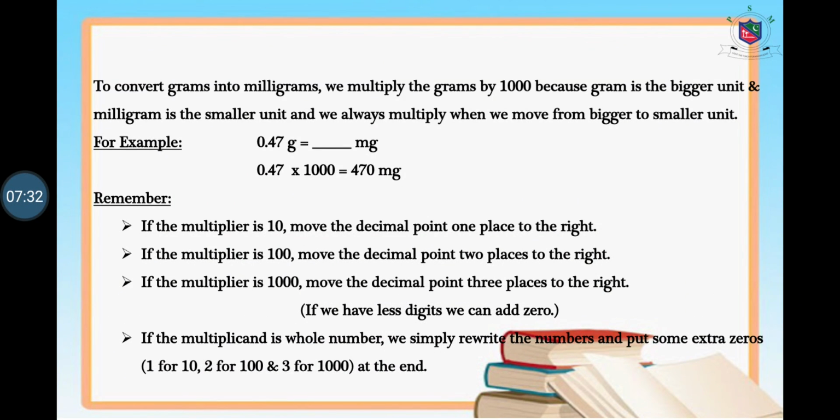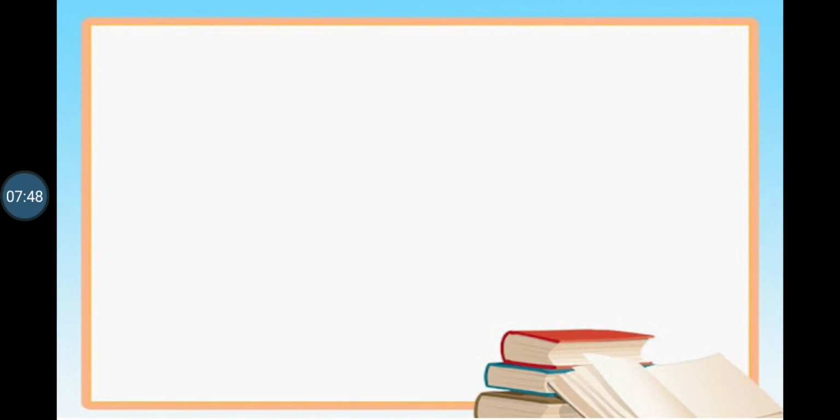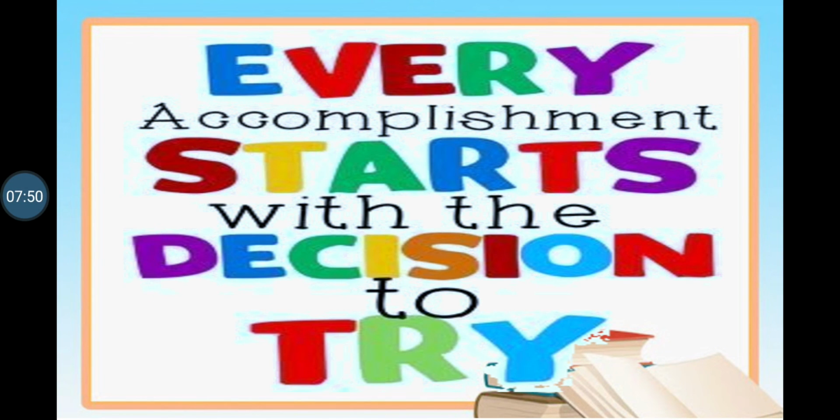Here is one more important point that if the multiplicand is the whole number, we simply rewrite the number and we add extra zeros. Like 1 zero for 10, 2 zeros for 100 and 3 zeros for 1000 at the end. So now it's your turn to do the practice.